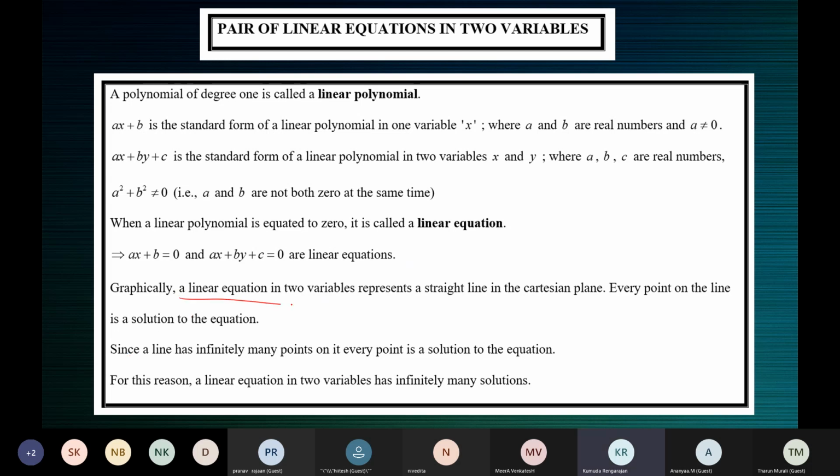When it's a linear equation in two variables, it's a straight line in the Cartesian plane. How many points are there on the straight line? Infinitely many points. And every point is a solution to the equation. So since a straight line has infinitely many points, a linear equation in two variables has infinitely many solutions, because every point on the straight line is a solution to the equation.